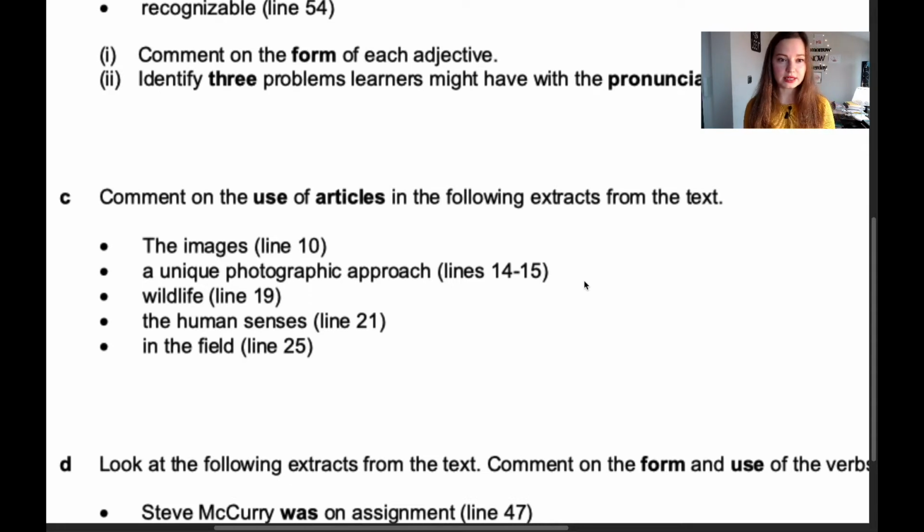The human senses. Okay, let's have a look together. What can we say about the human senses? Okay, so we can see here, first of all, the definite article, which is used before a noun phrase. We can see that senses is a noun, which is plural, countable, and we talk about some specific senses. That's why we need the article there. The last one, in the field. In this phrase, we can see a definite article, which specifies some field. The noun is singular. The more detailed we are in our description, the more marks we can get.